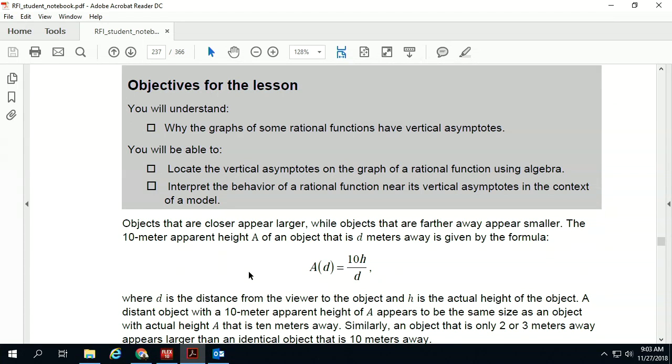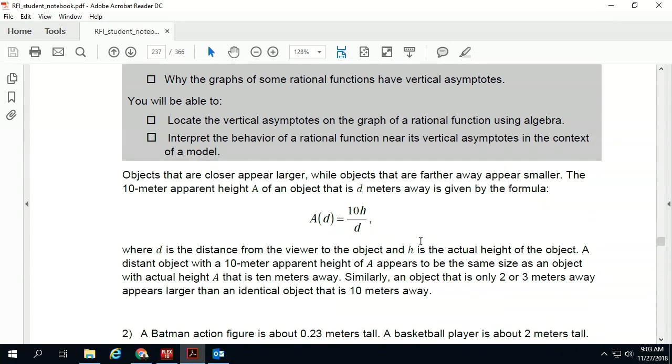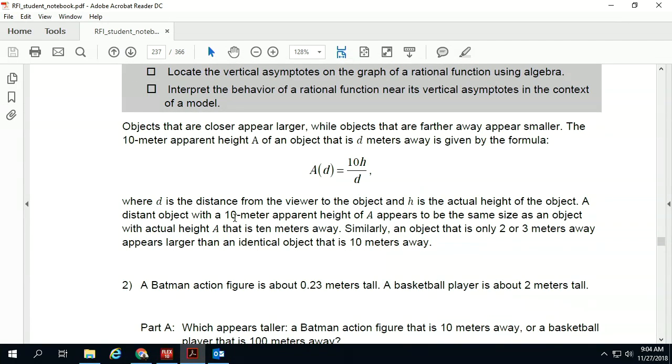So we're going to talk about this formula just in relationship to D is the actual distance from the viewer, H is the actual height of the object, the distant object with a 10-meter apparent height, A, appears to be the same height with an actual height, A, that is 10 meters away. So 10 meters is about maybe from here to the door. So something that's from here to the door appears such and such a height. You can make anything in that distance appear any height.